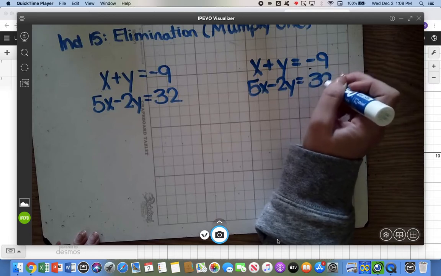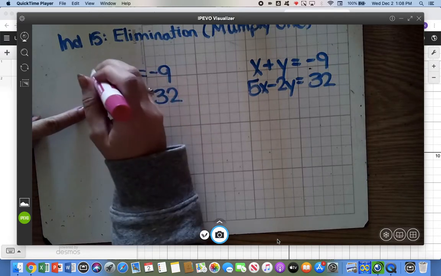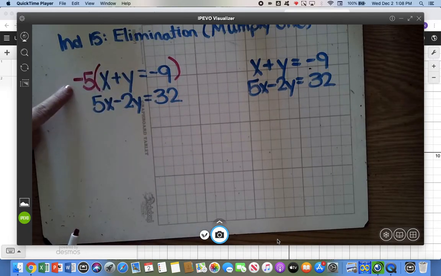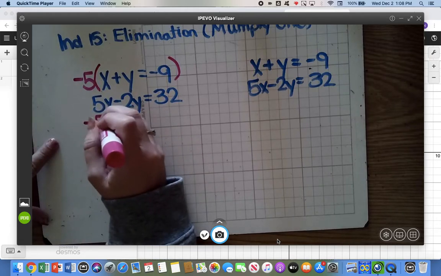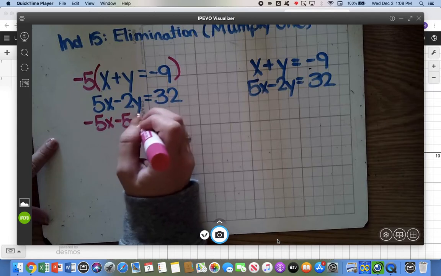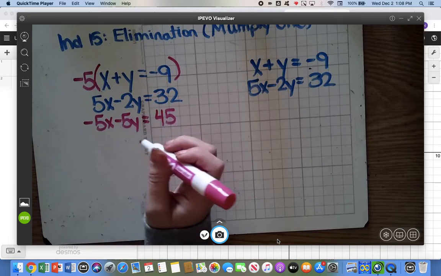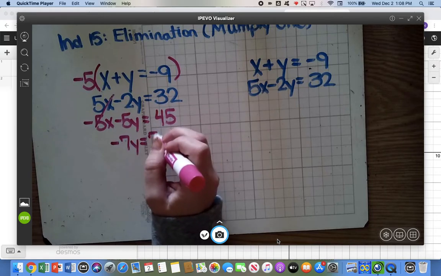All right, and the reason why our coefficients here, 1 goes into 5 and 1 also goes into 2. So you just have to ask yourself, do you want your x's or your y's to eliminate? So if I have a positive 5 here, I can make the x a negative 5 on top if I multiply by negative 5. So I'm going to actually just rewrite this bottom by multiplying. 2 negatives would make it a positive 45, correct? So then you would eliminate, and we would get negative 7y equals 77.